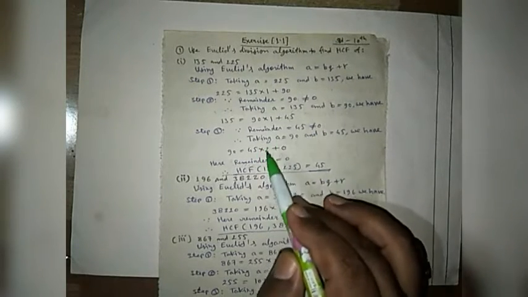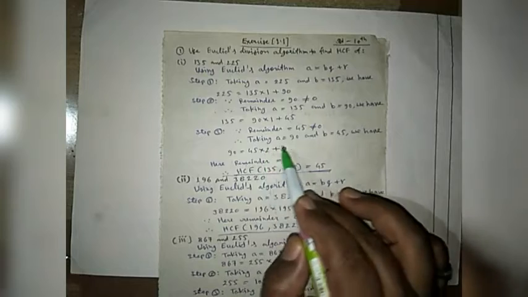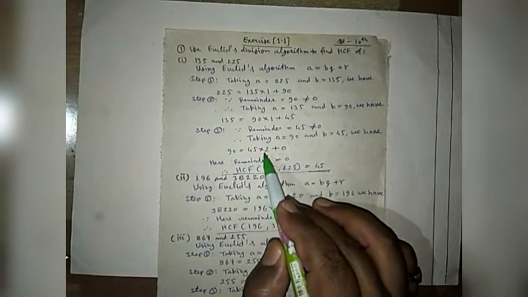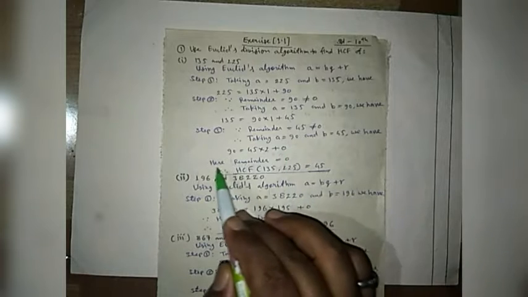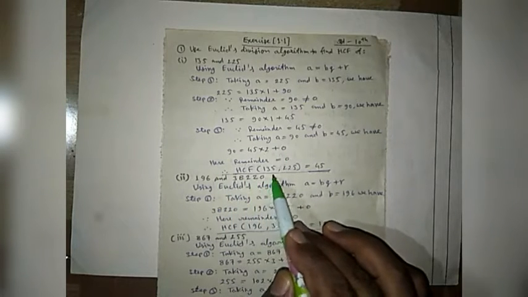So we will perform the same procedure, taking a equal to 90 and b equal to 45. Here we have 90 equal to 45 into 2 plus 0. Here the remainder is 0. So the HCF of the given numbers is 45.